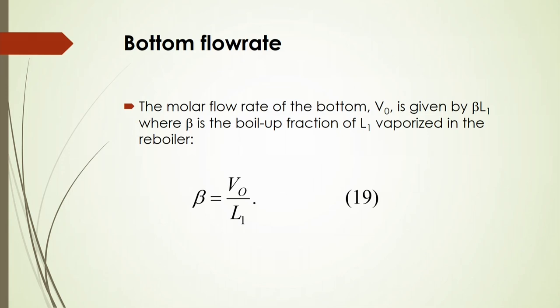And if you are considering the bottom flow rate, the molar flow rate of the bottom, denoted by V 0, can be calculated by beta times L, where beta is called the boil up fraction of liquid stream L 1 that is vaporized in the reboiler. So, beta should be equal to V 0 by L 1, which is given in equation number 19 in the slide.